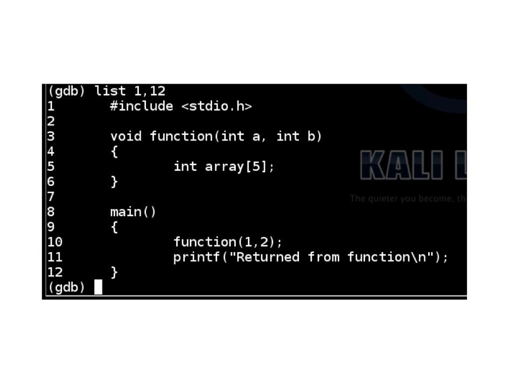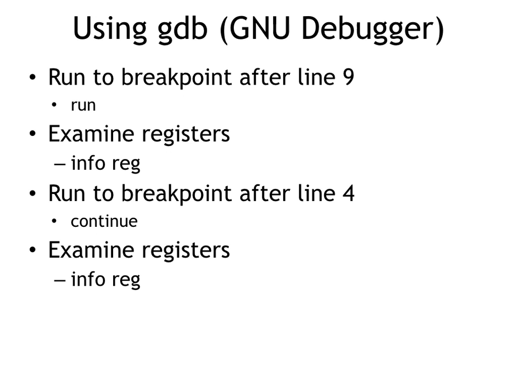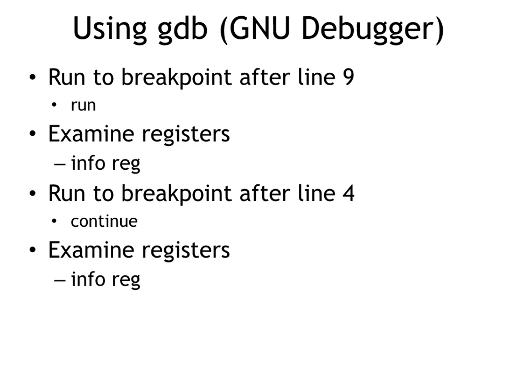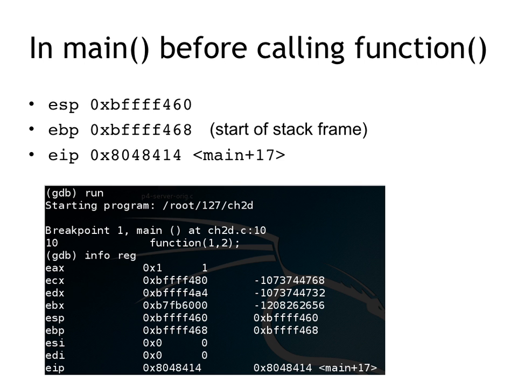Here's what the list looks like inside GDB. You just see all the code. And I'm going to put breakpoints at various statements. So when I run, it's going to start in line 8 and then break at line 9. So I'll be inside main. Now when I'm inside main and I do info registers, I'm going to see ESP and EBP here. The stack goes from 460 to 468. So let's just make a note of that. 460 to 468. And that's when I'm in main.